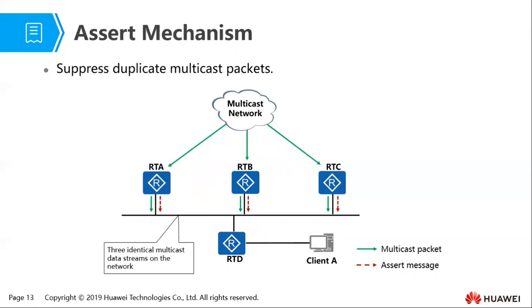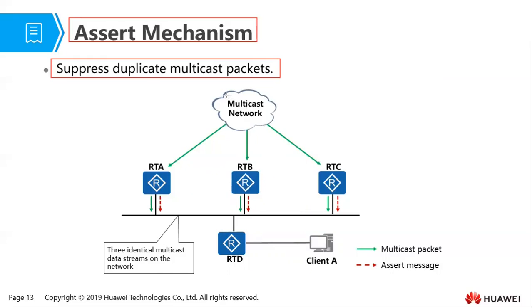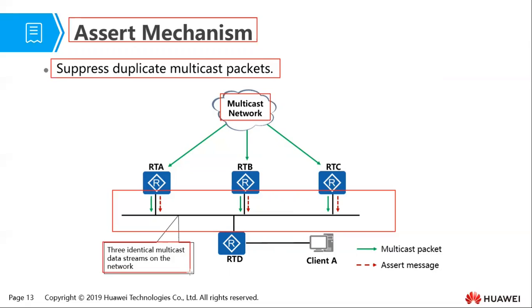Okay, so let's look at the other mechanism known as the assert mechanism. The assert mechanism is used to suppress duplicate multicast packets. So if you're receiving the same multicast packets and your three routers are on the same shared network segment, we don't need all of you to share the multicast packet, because that will mean we have three identical multicast data streams on the network. So we don't want you to do that.